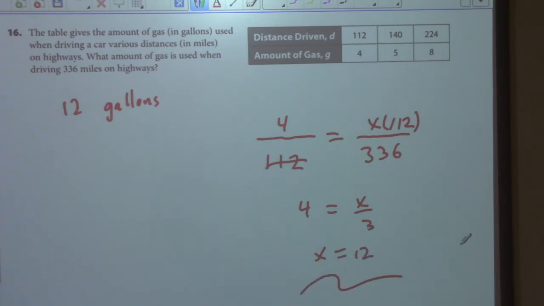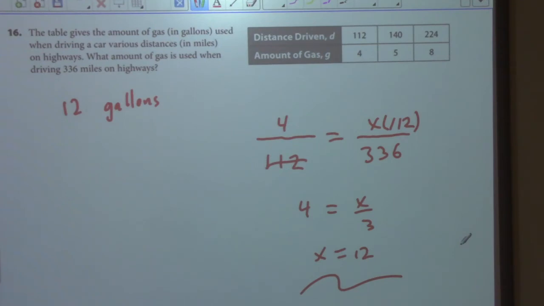There are probably a lot of different ways to do it. That's one thing, when you have a direct variation, you can always write it out as a proportion. Okay? I don't know if that's helpful, but okay. A lot of different ways to do these.